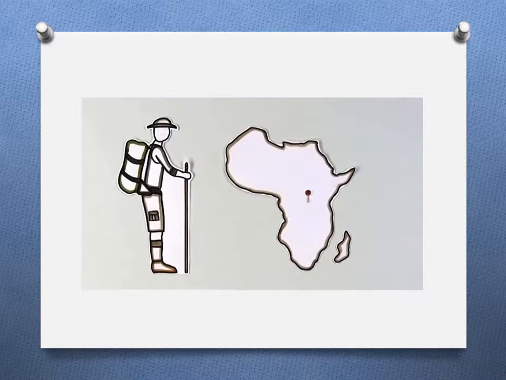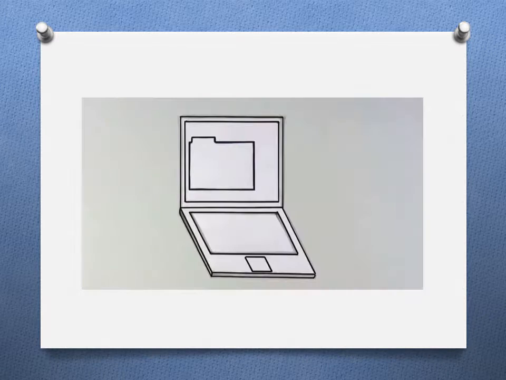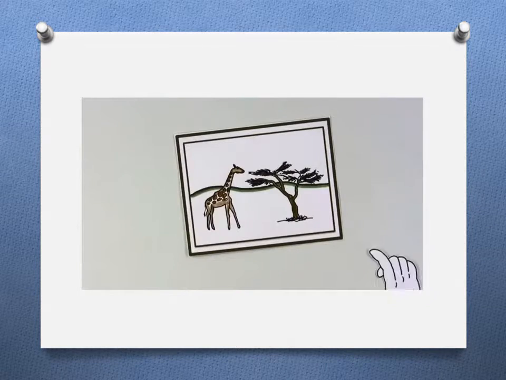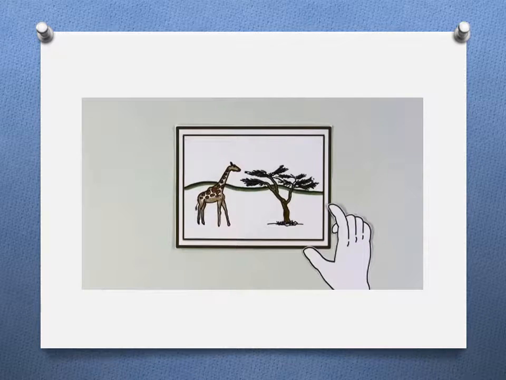As it turns out, Josh's Safari was a success, and his laptop made it home with lots of videos and photos to share. Instead of emailing everything, he just shared a Dropbox folder with his mom so she could get copies of photos she wants to frame.